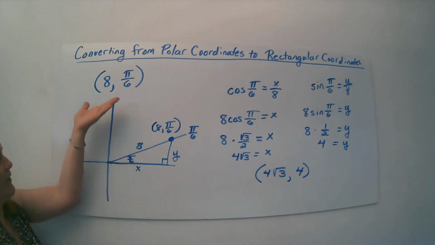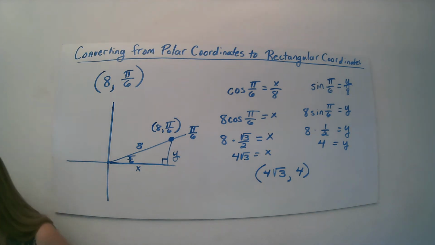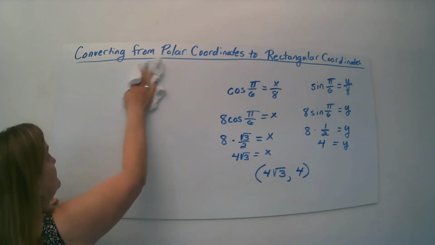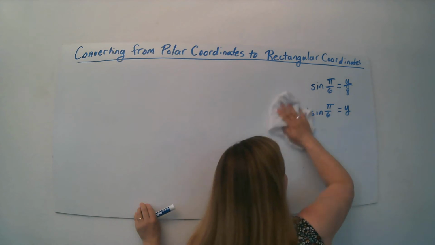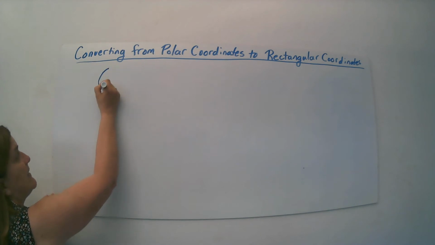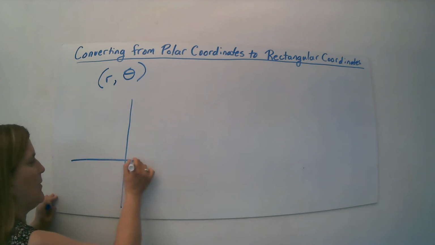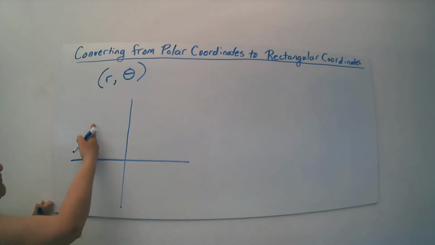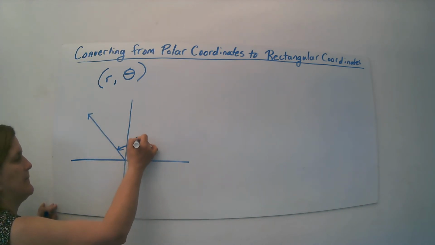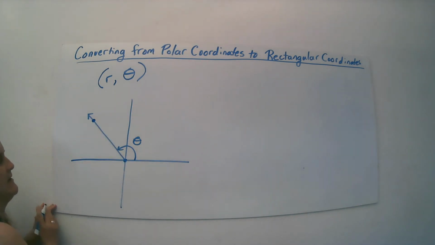But what we just did with this specific point could be done in general. Let me show you. Let's suppose we have a point that is (r, theta). And let's draw it on the plane. I'll put it over here in the second quadrant. We'll say theta looks like this. And of course, r is the distance from the pole out to the point.